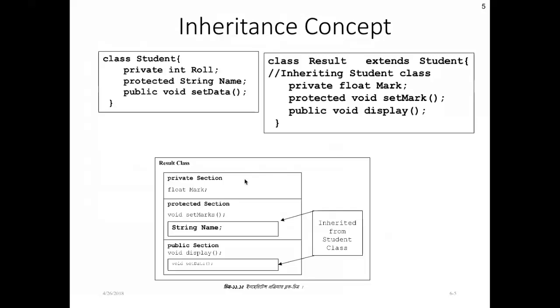If you understand it in the natural English way, that class Result extends Student is usually misleading. Actually, Result is extended by Student. The Result class gets extended by the Student class.